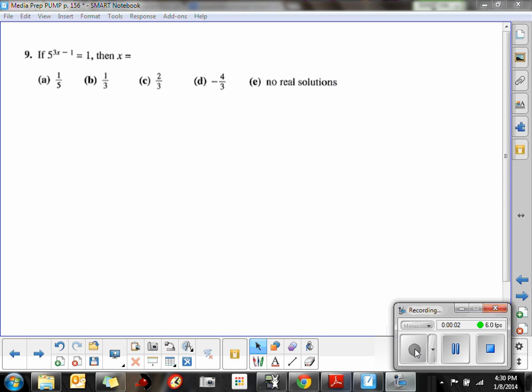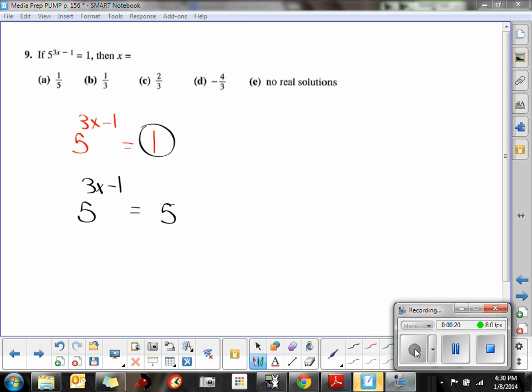Question 9 is an exponential equation that we're supposed to solve. So this can be solved on a couple of different levels. I'm going to go with the first level that I think is probably the easiest way of thinking of this. Since I have a 1 over here, I can change 1 into a base 5 fairly easily. 5 to the 0 power is equal to 1.